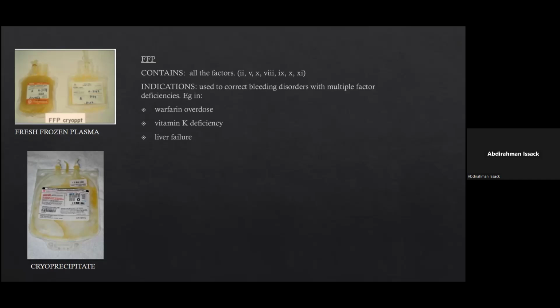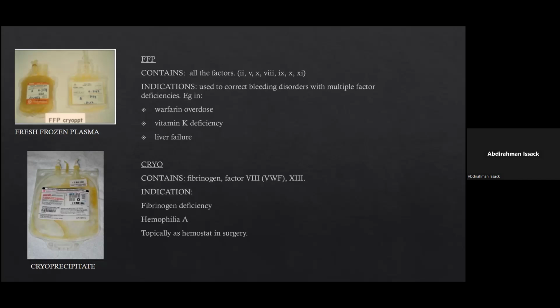For the fresh frozen plasma, just like our colleague said, it contains all the factors: factor 2, factor 5, factor 7, factor 8, factor 9, factor 10, factor 11. It's used when all the factors are depleted, like in liver failure, like in vitamin K deficiency, because in vitamin K deficiency, production of those factors is limited. The factors limited in vitamin K deficiency are factor 2, factor 7, factor 9, and factor 10. For the temperature, I didn't indicate it here, but just to be clear, it is stored at negative 18 degrees Celsius.